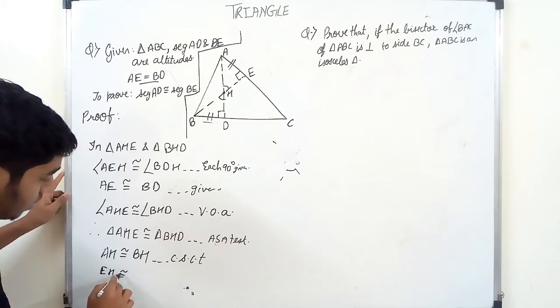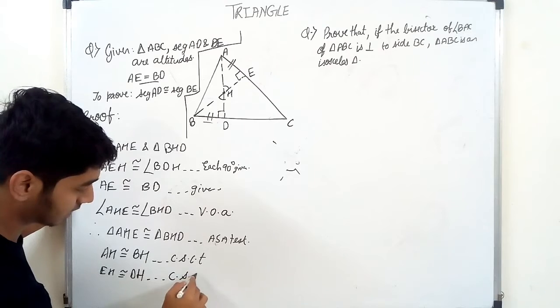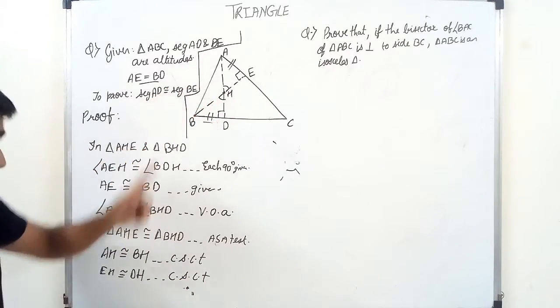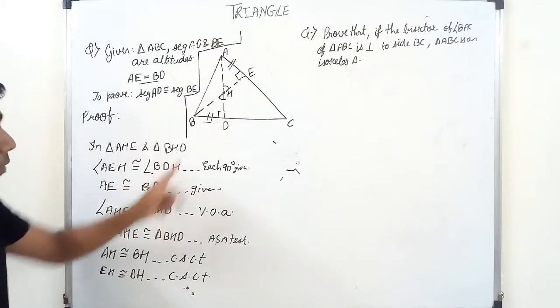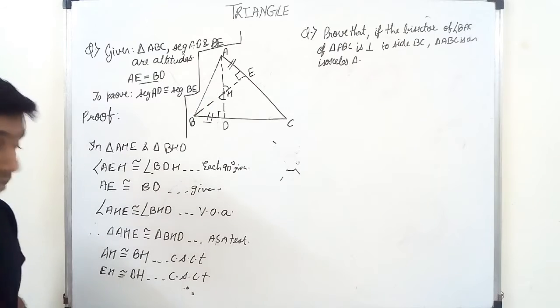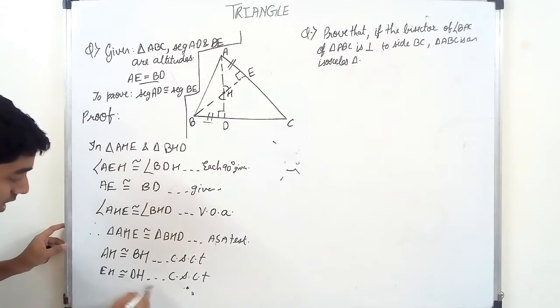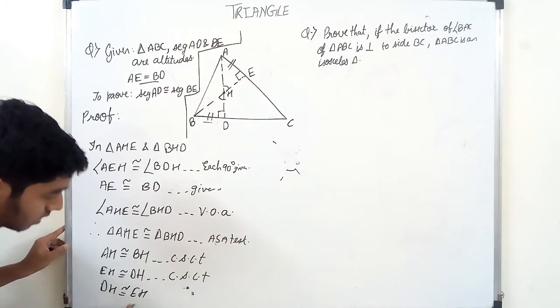EH congruent to DH. Same way, CS, CD. Yes or no? AH is congruent to BH and EH is congruent to DH. Yes or no? Correct. Now I'll just change this and write EH congruent to DH as DH congruent to EH. So I'll just write this as DH congruent to EH.